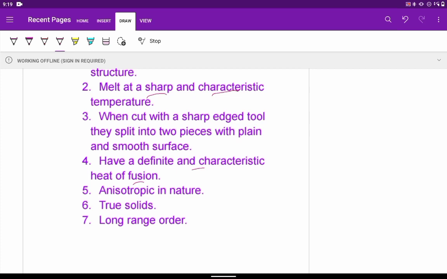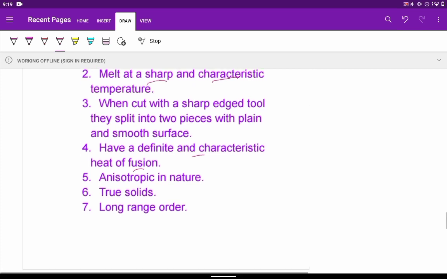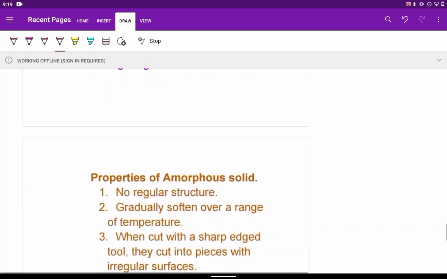They have a long range order. We have seen whatever orderliness is there, it will exist throughout the crystal. Orderliness exists throughout the crystal. They have a long range order.